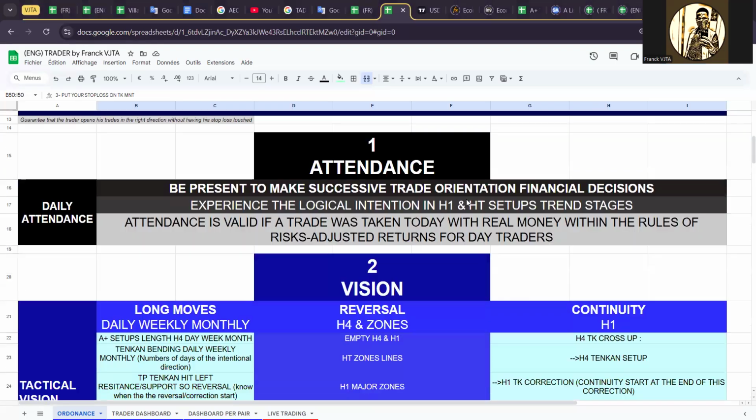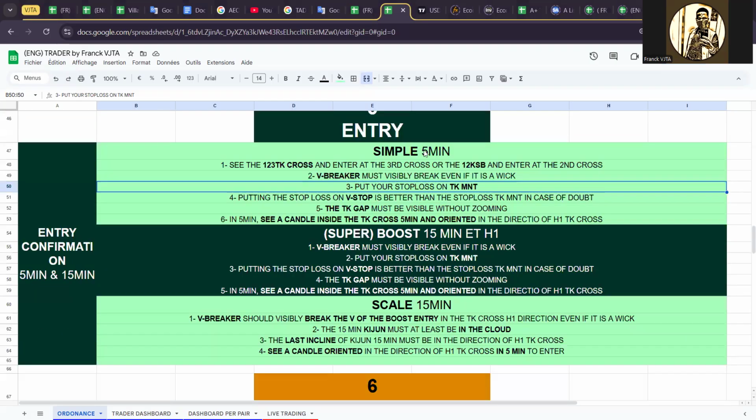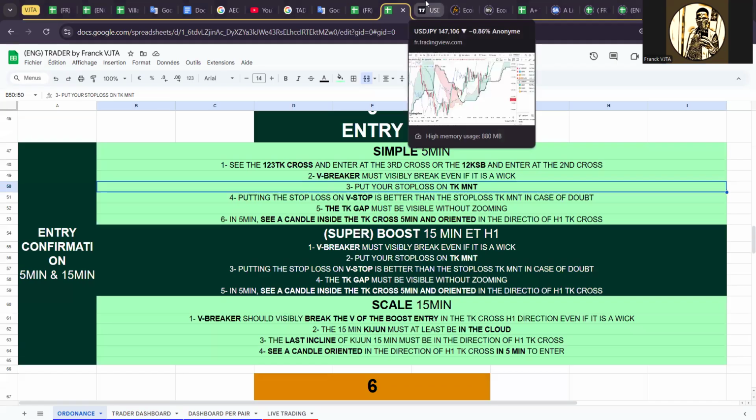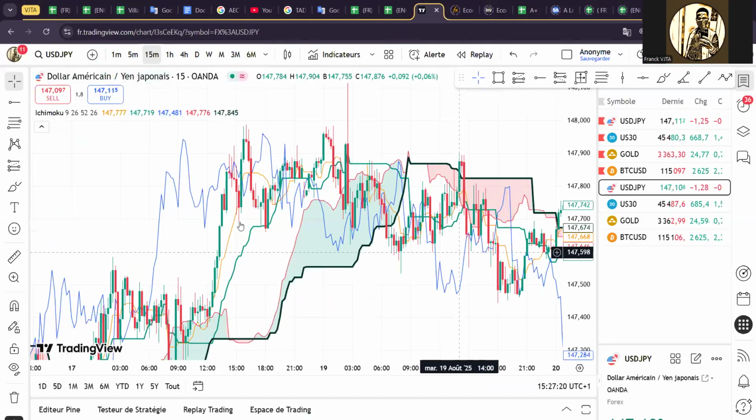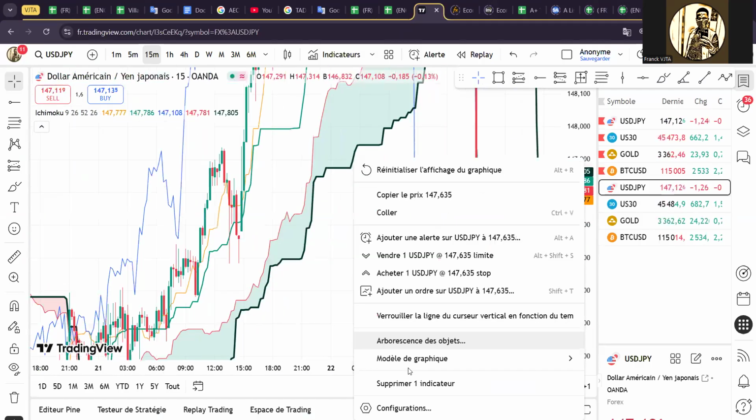Let us look at the entries and the three types of entries. The sample entry in 5 minutes. Let me show you the sample entry in 5 minutes. For 5 minutes, to have the sample entry, here is what you need to do.